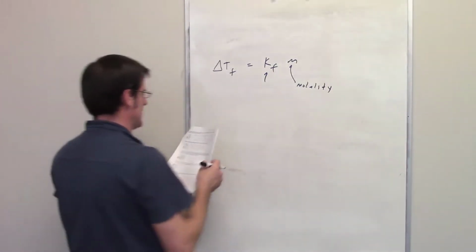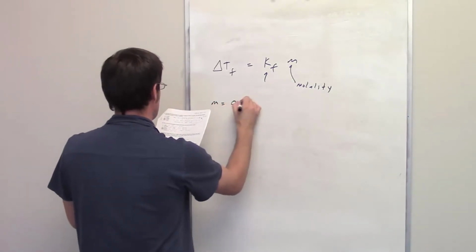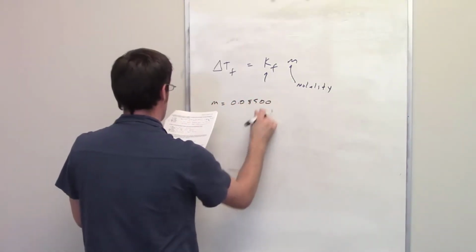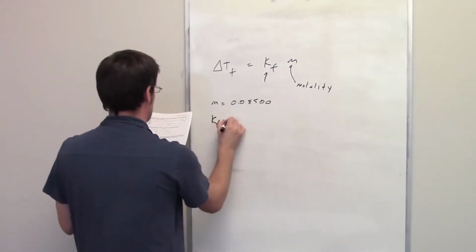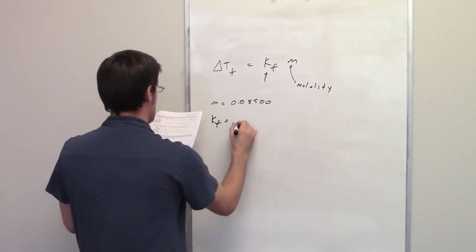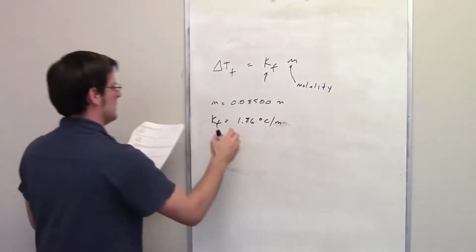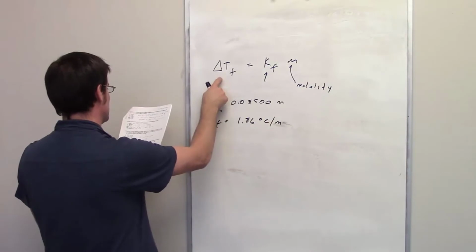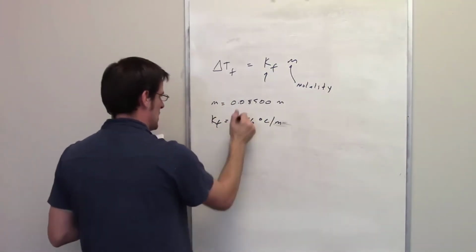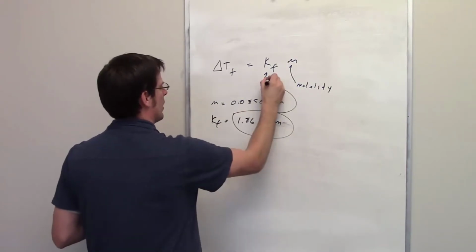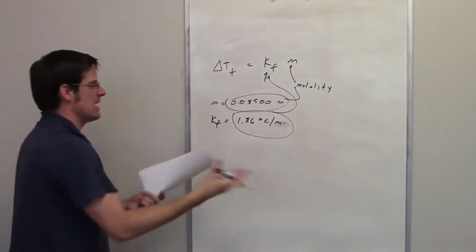So in the problem it gives us the molality, M, as being 0.08500 for an aqueous solution of glucose. It then gives us the molal freezing point depression coefficient, or constant, as being 1.86 degrees C per molal. And then it asks us what delta T ends up being. So basically I just take K sub F, put it in there, and I take this term and put it in for M. And then I just throw it in my calculator.